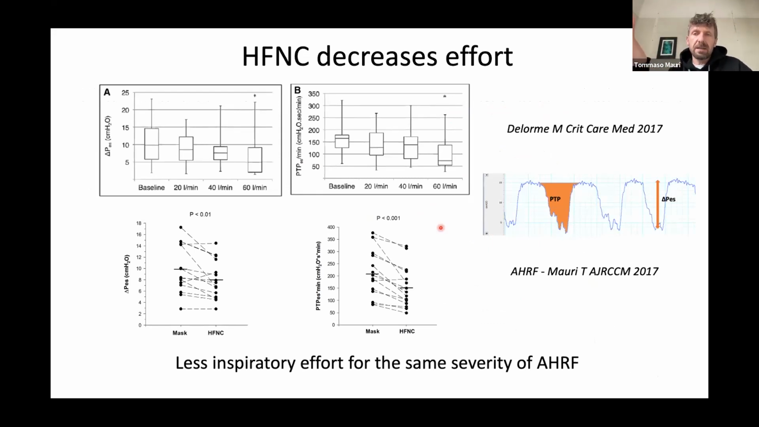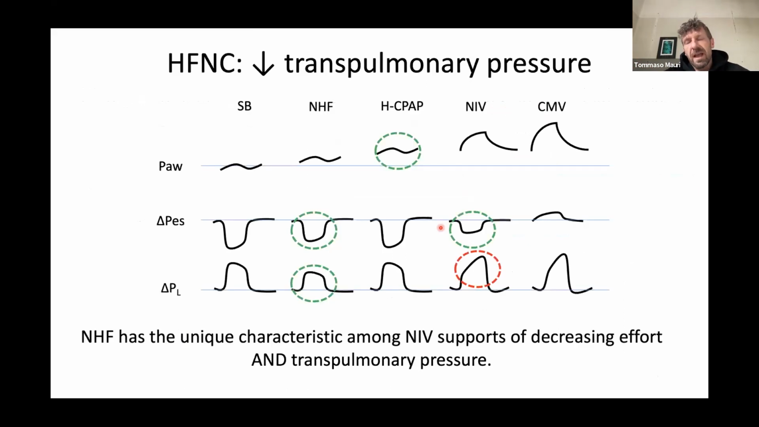The desired effect in most patients, especially in hypoxemic patients, in postoperative patients, is to decrease inspiratory effort, because the inspiratory effort, if there is no support, is directly translated into transpulmonary pressure. So you generate a negative swing, and that translates directly to the pressure across the lung. This is very different from, for example, positive pressure ventilation.